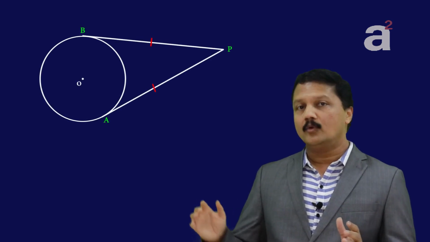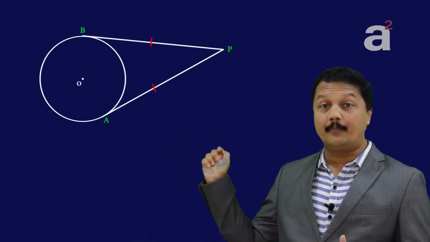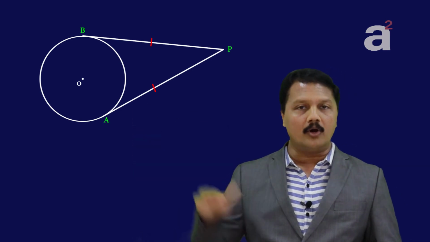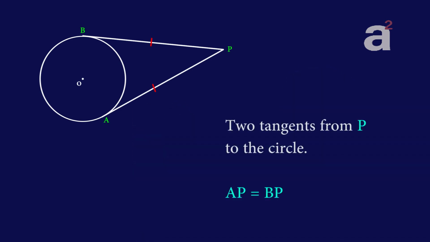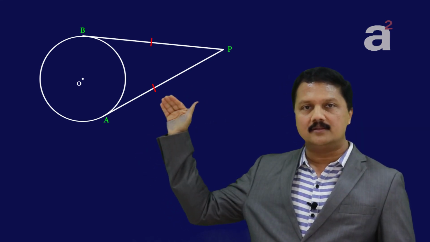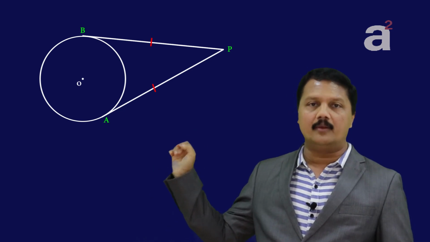For a circle, from an exterior point, from a point outside, you can draw two tangents. Both the tangents will be equal in length. If one tangent is equal to 10 centimeters, the other one from the same point will be 10 centimeters.